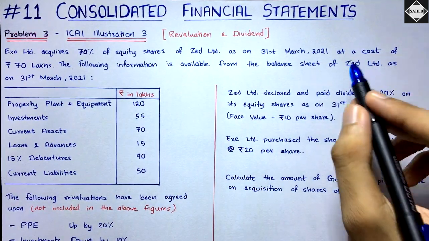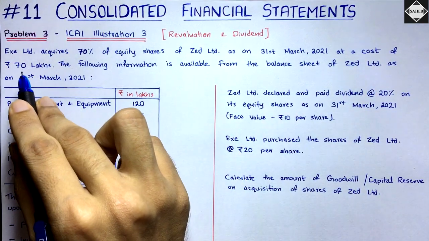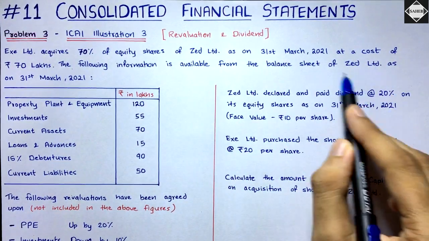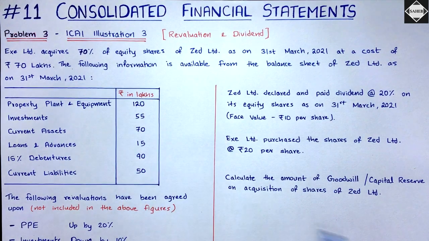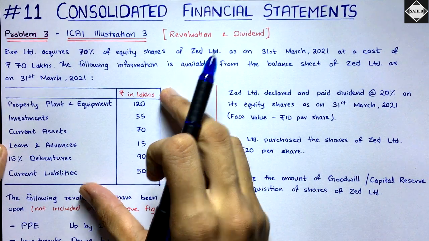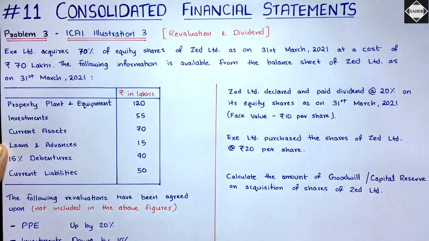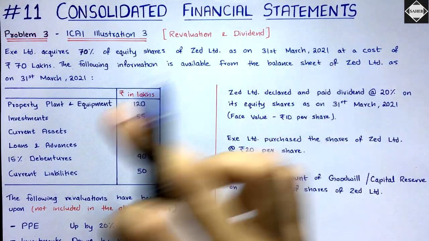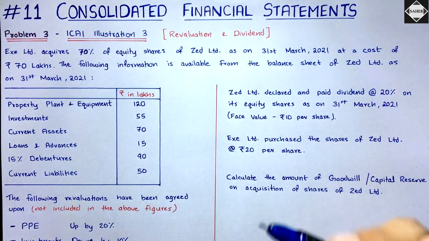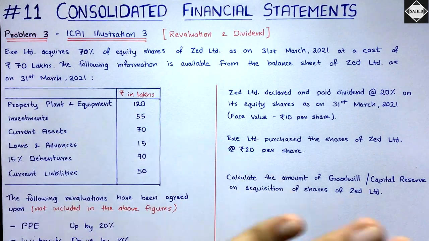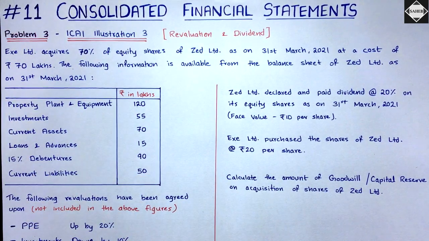Then they are saying at a cost of 70 lakh. So this is the cost of investment. The following information is available from the balance sheet of Z Limited, the subsidiary, as on 31st March 2021. See, what do we have in the balance sheet? This detail will not be available mostly in a full-fledged question. That is why this is a very simple and straightforward question, because the question is telling you exactly what is there in the balance sheet on the date of acquisition. So the details of assets and liabilities are available on the date of acquisition, which will never happen mostly in a full-fledged question.